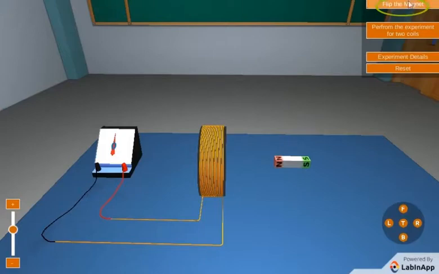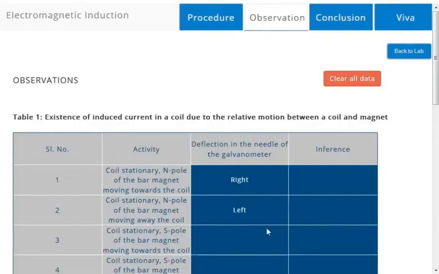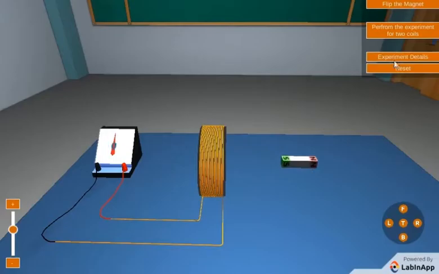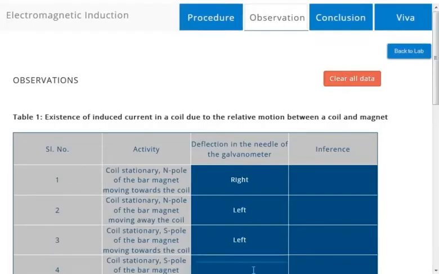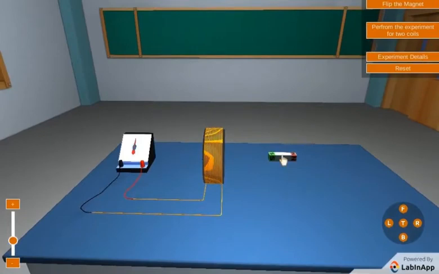Click on Flip the magnet and move south pole of the magnet towards the end B of the coil and observe the deflection in the galvanometer needle. Place the magnet stationary at a point near to the coil.